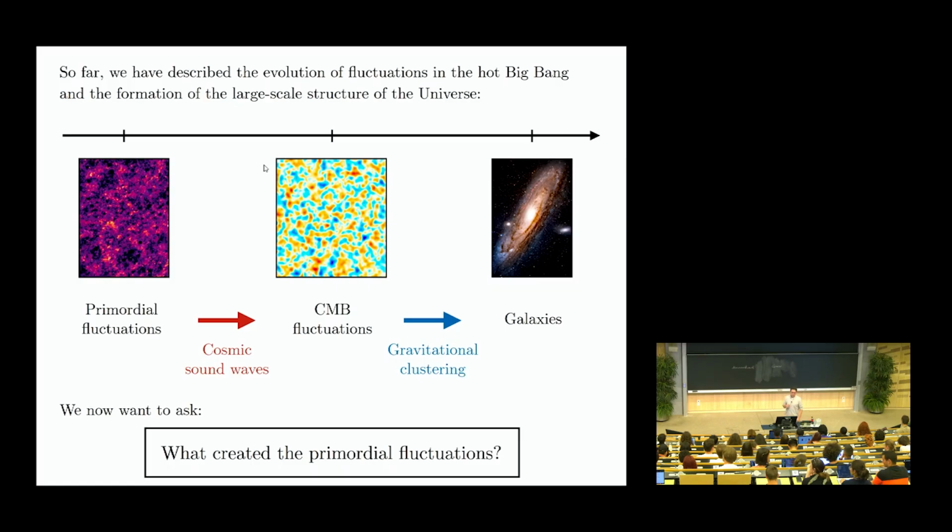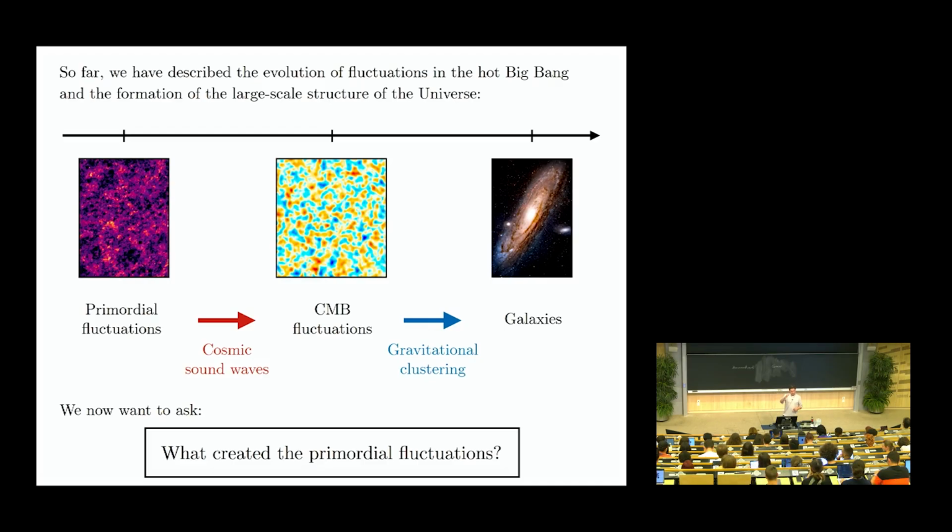Well, let me first remind you what we did so far. So far we have described the evolution of fluctuations in the hot Big Bang, in the primordial plasma, and then we discussed how these primordial fluctuations evolve in time. At first they evolve as sound waves in the plasma, and we see snapshots of those sound waves in the cosmic microwave background power spectrum. And then at later times, those small fluctuations, which are fluctuations in the density in the early universe, grow under the gravitational influence and produce galaxies and stars and all the structures that we see around us. Okay? So that's, I would say, a very well understood standard history of cosmology that was developed in the last 100 years or so.